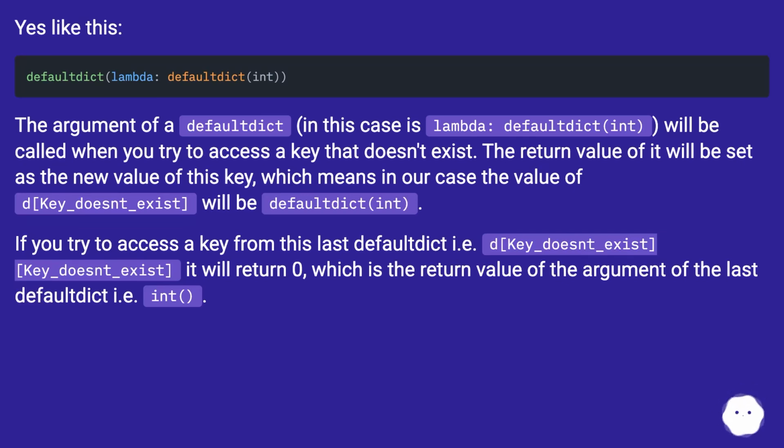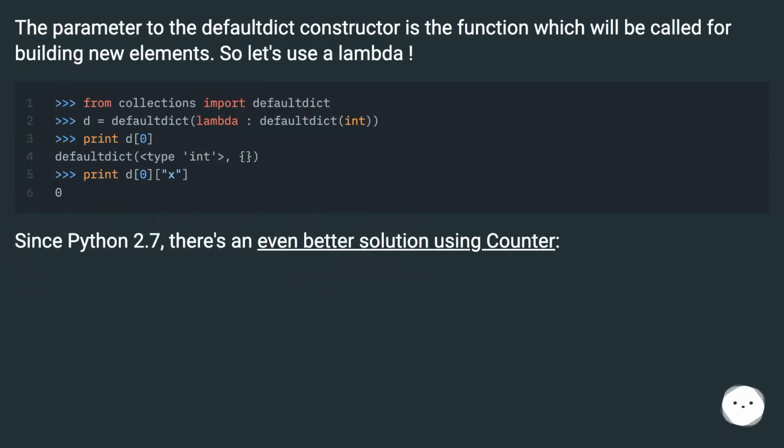If you try to access a key from this last defaultdict, d[key_doesnt_exist][key_doesnt_exist], it will return 0, which is the return value of the argument of the last defaultdict int. The parameter to the defaultdict constructor is the function which will be called for building new elements. So let's use a lambda.